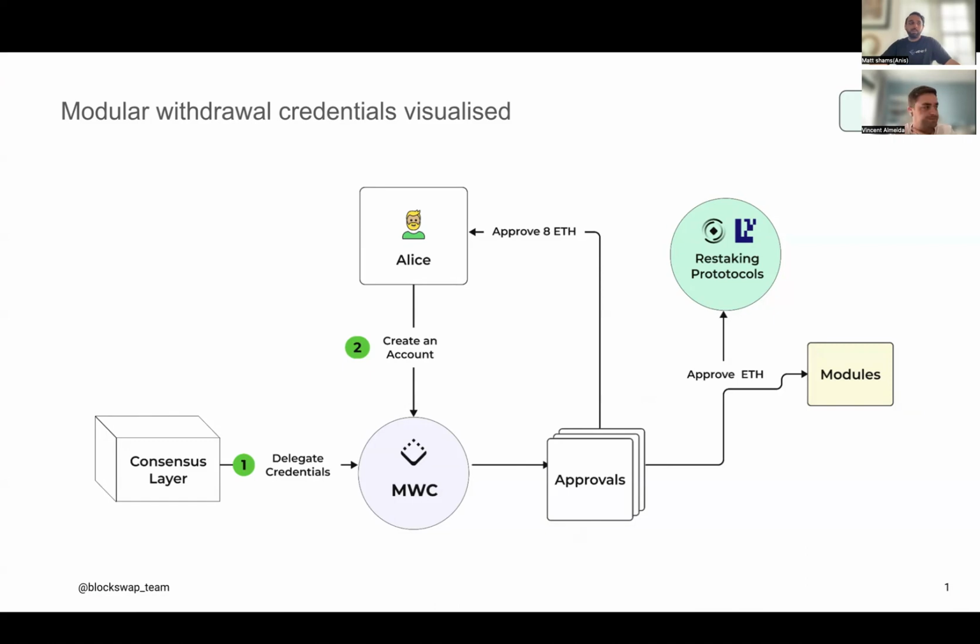So that's pretty key. One thing to add here, you may see in the diagram that there is a restaking protocol and the modules. The restaking protocols are their own market for restaking opportunities. Modules are more in sovereign markets where you're giving direct approvals, right? So that's like external markets.